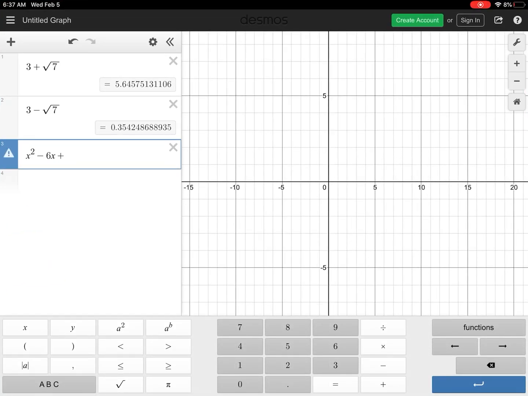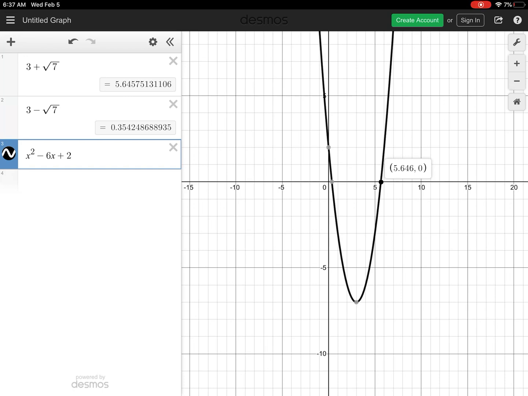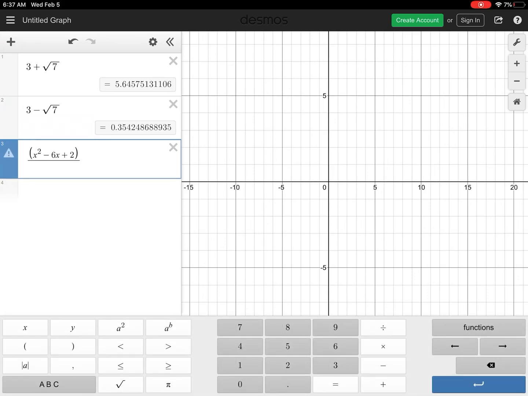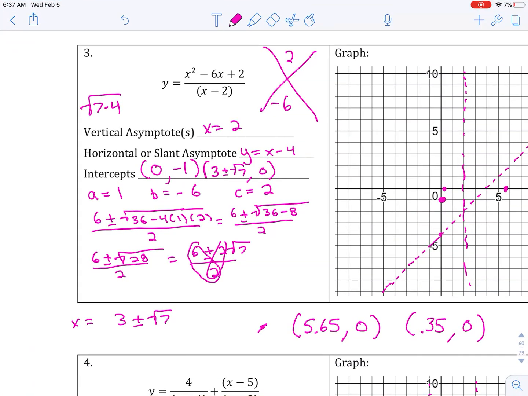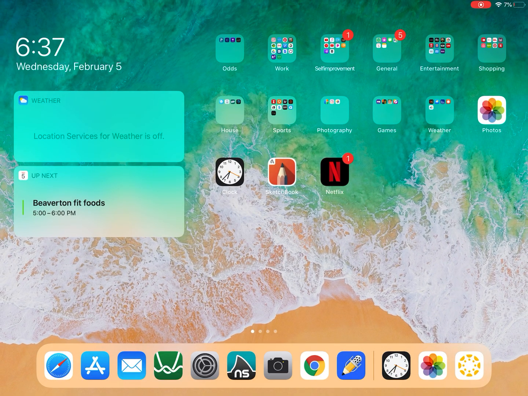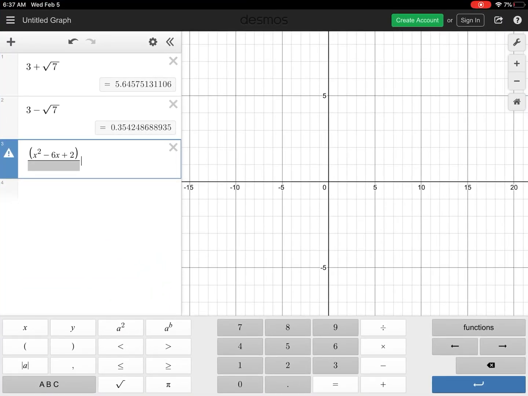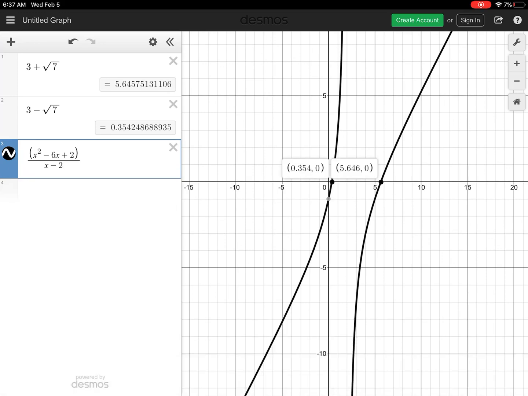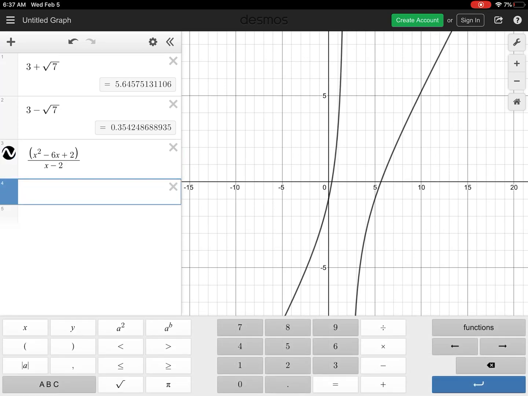Plus 2, and this should be 5.65, and that should be 0.35. Yeah, that's definitely it. And then remember, all of that was divided by the denominator of x minus 2. And when I put x minus 2 in parentheses, or as the denominator, I should say, this is what I get right there. And that is what our graph would look like. Okay, and I could quickly put in our asymptote of x minus 4. And there it is. That is number 3.